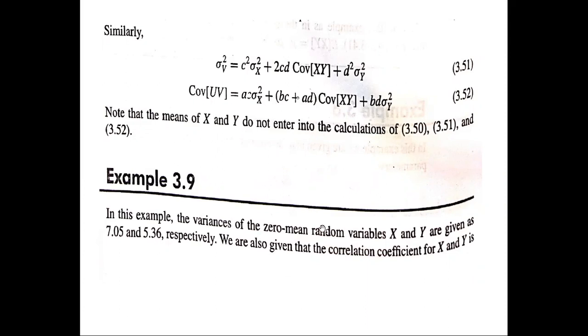So in this example, what is given to us is zero mean random variables x and y. Zero mean random variables x and y means mu x is equal to mu y is equal to 0. And the variance is given for x as 7.05. Variance of y is given as 5.36. Okay, so mu x, mu y, both zeros. Sigma x squared 7.05, sigma y squared 5.36.